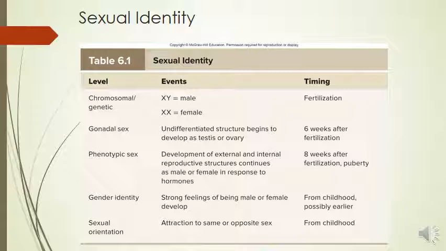We have phenotypic sex. This is the development of external and internal reproductive structures. It can continue as male or female in response to hormones. This occurs 8 weeks after fertilization and in puberty. And gender identity, strong feelings of being male or female, develop from childhood, possibly earlier, and sexual orientation, attraction to same or opposite sex, from childhood.